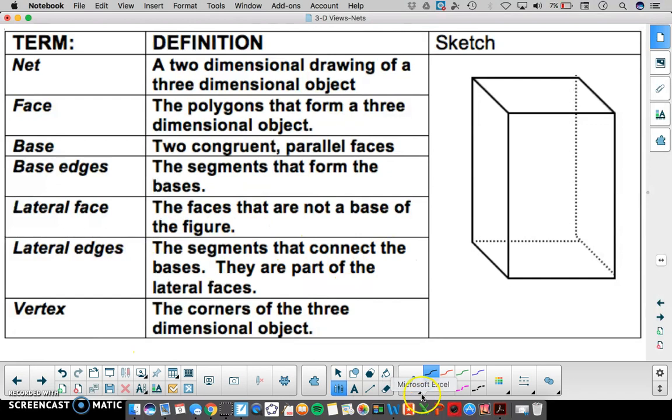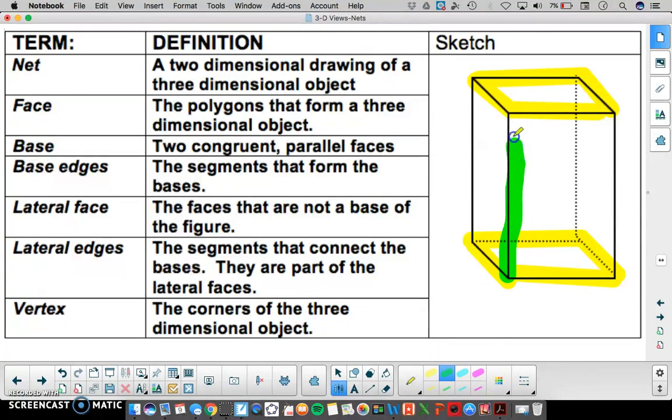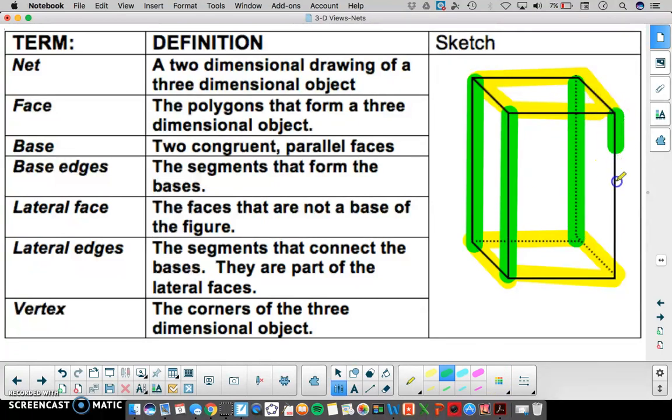So let me highlight here. If we consider the top and the bottom to be our bases, these yellow highlighted segments would be our base edges. And the segments that connect those would be considered our lateral edges. So these green segments would be our lateral edges. And then a vertex, of course, is a corner of that object. So we can see we have 1, 2, 3, 4, 5, 6, 7, 8 vertices.